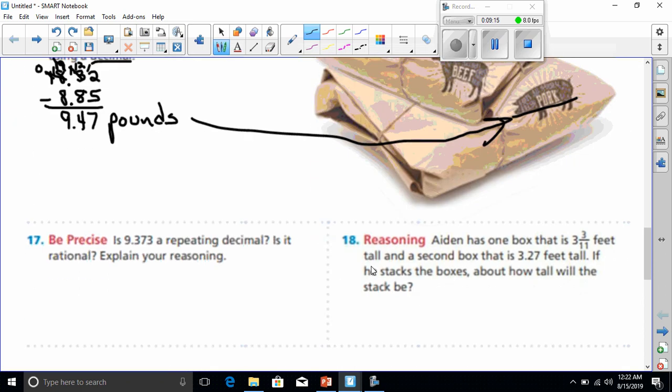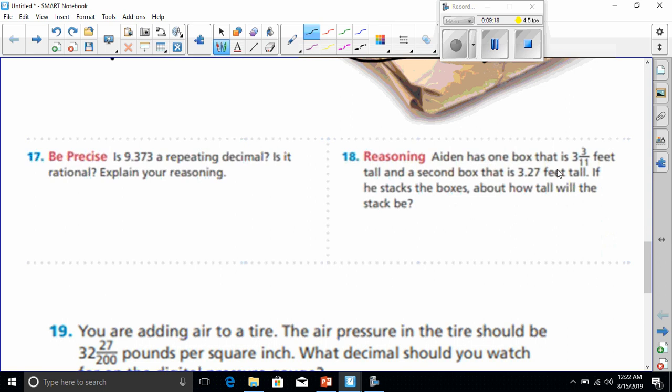All right, let's move on to number 18. Aiden has one box that is 3 3/11 feet tall, a second box which is 3 2/7 feet tall. If he stacks the boxes, about how tall will it be? Well, first of all, let's find out what 3 3/11 is. Well, we know it's going to be at least 3, and 3 divided by 11.